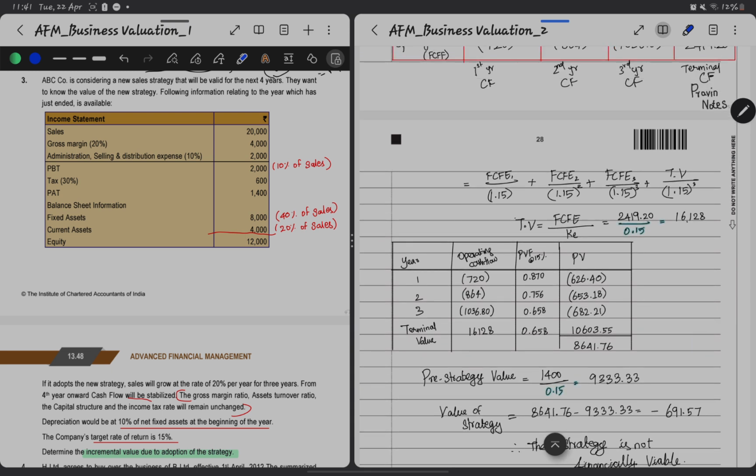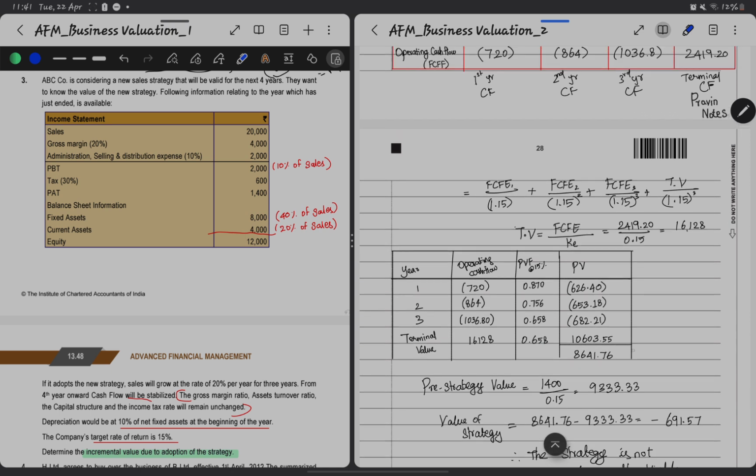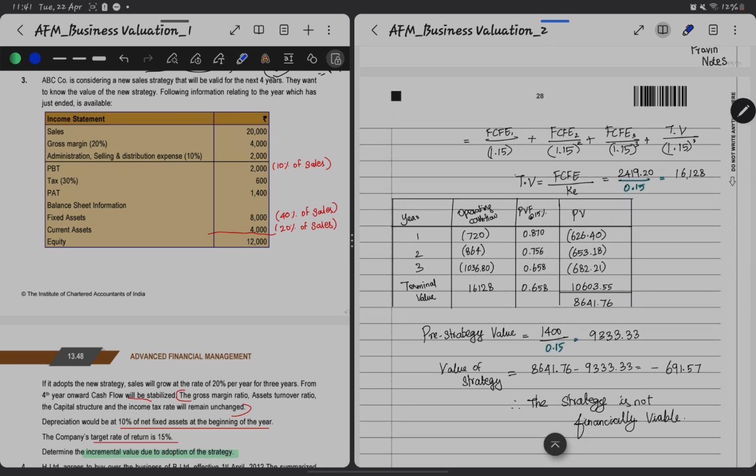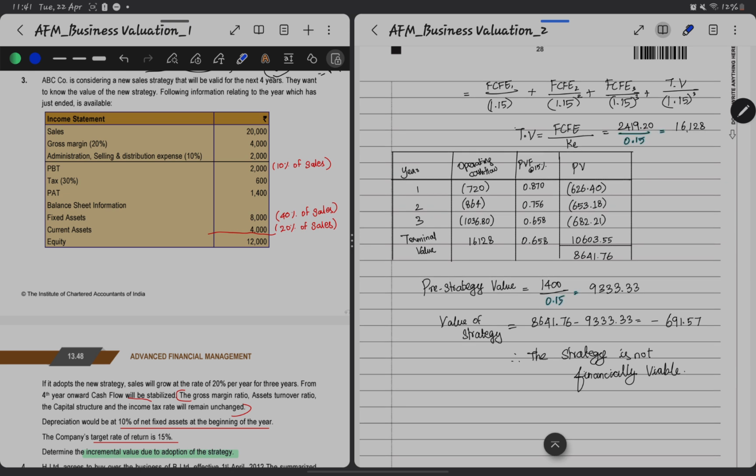Okay, now we know the first 3 years cash flows, then the terminal value, then we'll be discounting with the respective years. They told us the target rate of return is 15%, hence 0.87, 0.756, 0.658 are the present value factors for 3 years. Then the terminal value is at the third year only, so the third year terminal value we will be discounting at the third year rate, which will give us 8641.76. This is the value of the strategy.